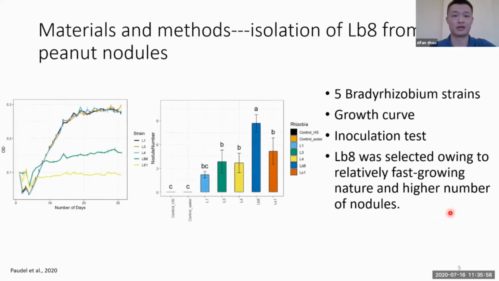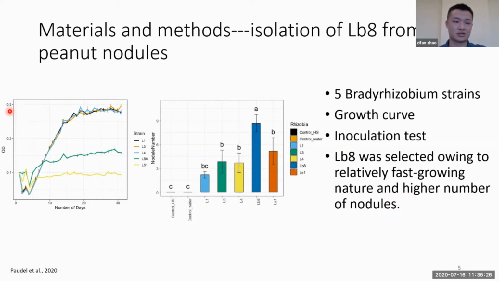Let's talk about the materials and methods. Before we label the bacteria, we need to find the right bacteria to be labeled. Previously, we isolated 5 Bradyrhizobium strains from the peanut nodules. Based on the growth curve and the inoculation test, we finally selected Lb8 owing to its relatively fast-growing nature and the higher number of nodules.